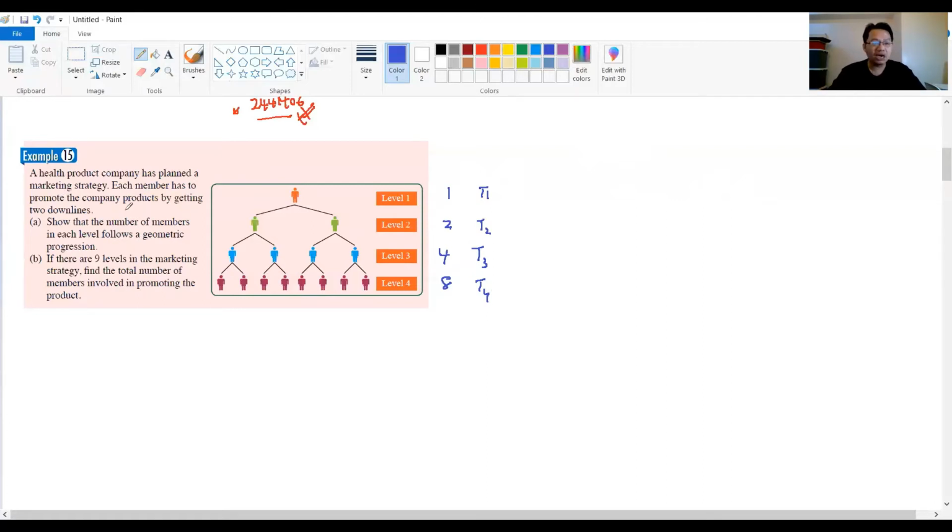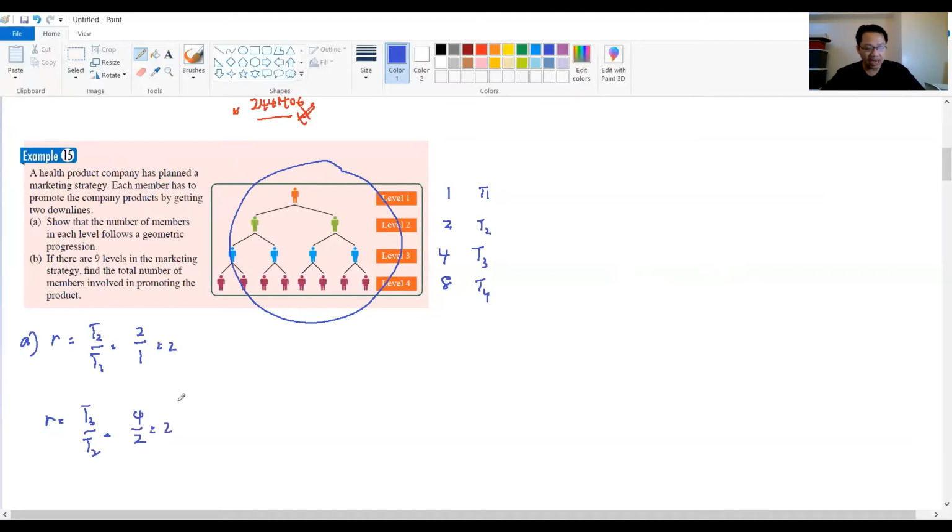So how do we prove that this diagram is a form of GP, a form of geometric progression? Very easy. You just need to identify the value of r. We know that r equals T2 over T1. So how much? 2 divided by 1, you get 2. Okay, r also equals T3 divided by T2, which is 4 over 2, equals 2, another 2. If you want to find another r, it will be T4 divided by T3, so 8 over 4, another 2.